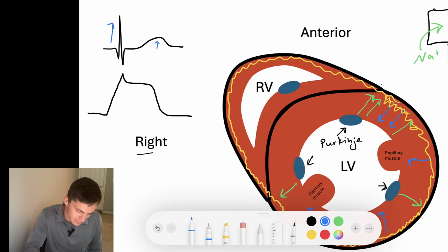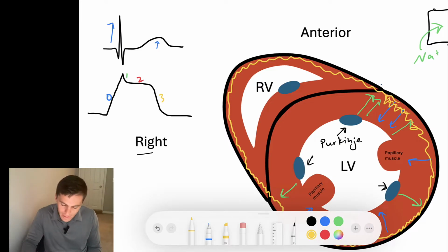We've got phase 0, which is depolarization. You've got phase 1 here. You've got phase 2, which is that flat line. And then you get phase 3, which is repolarization, right? And I overlaid it with time on our QRS complex, right? So when we get this depolarizing force, we also get this QRS complex, right? And the same thing with when we get the repolarization, we get our T wave.